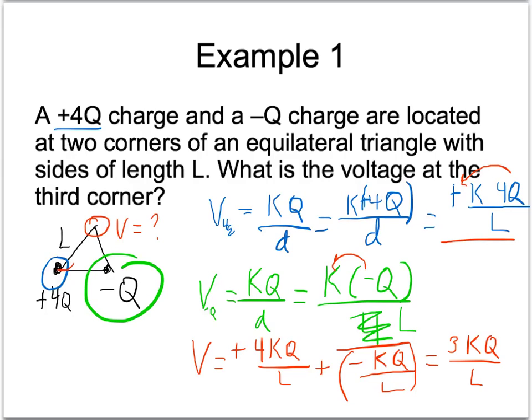Notice that the distance between either of the two charges is in fact L, since this is an equilateral triangle. 4 minus 1 would be 3. If you don't understand that, take a minute to convince yourself that this is in fact the correct voltage, and then we'll move on.